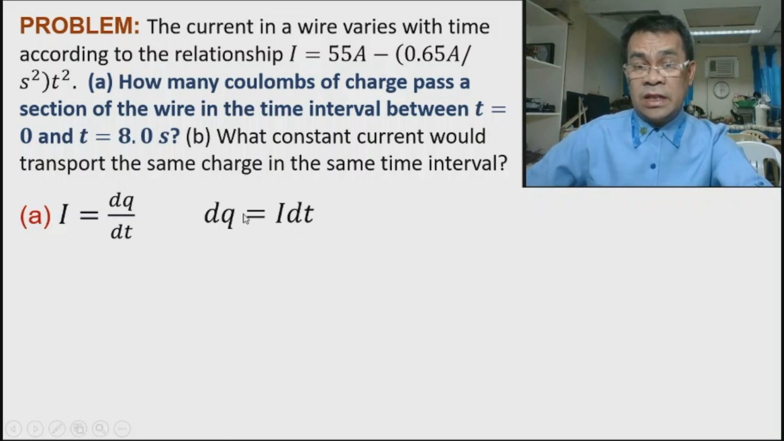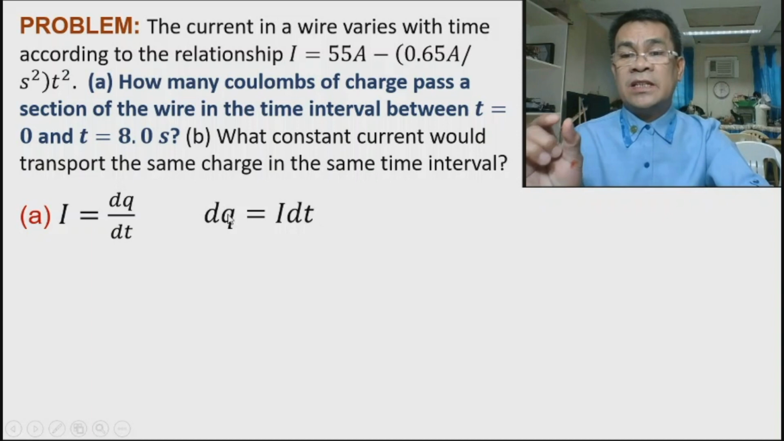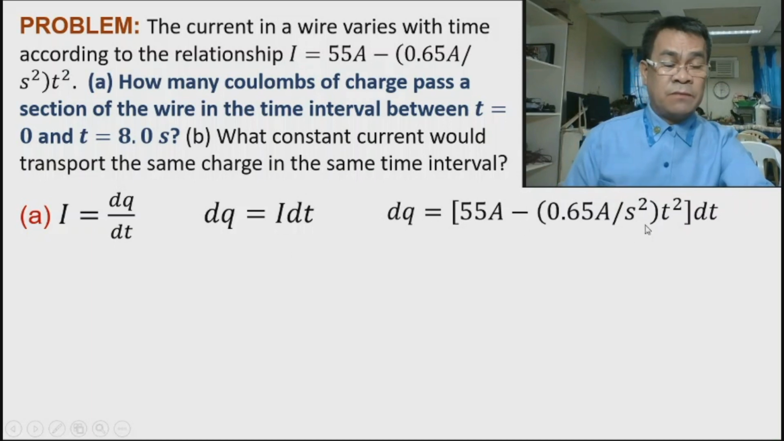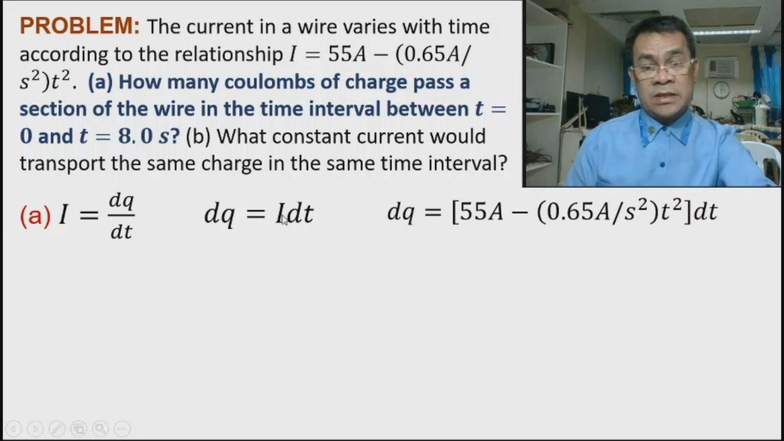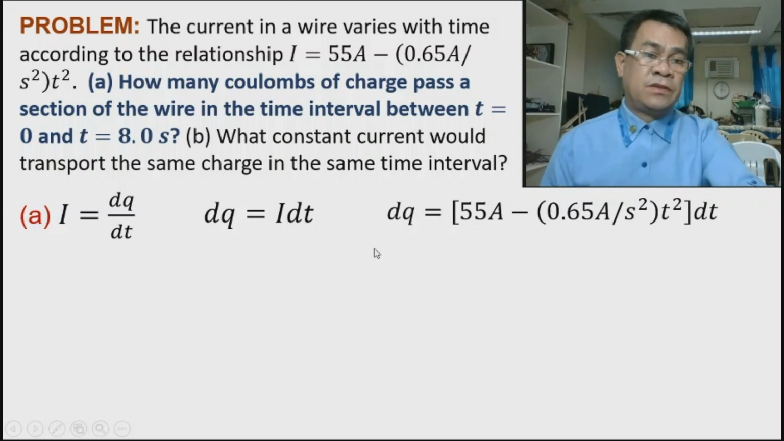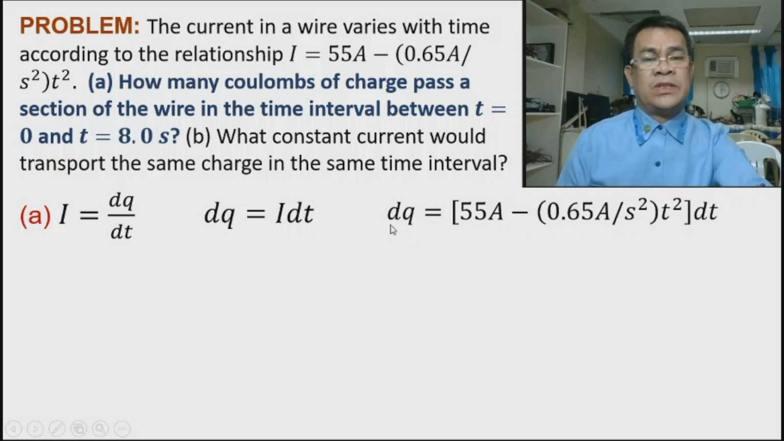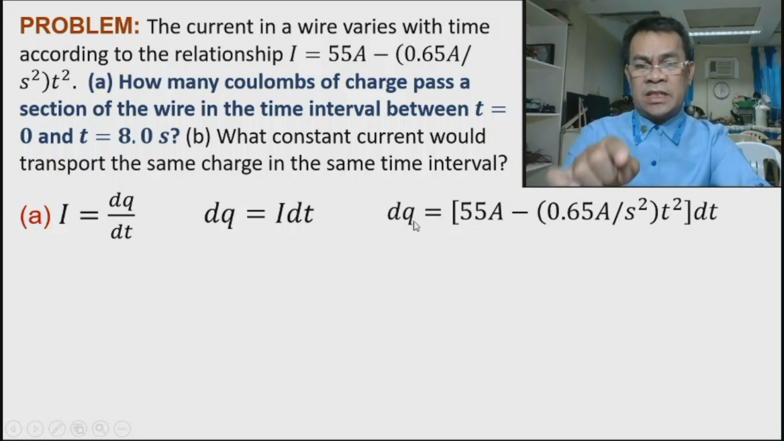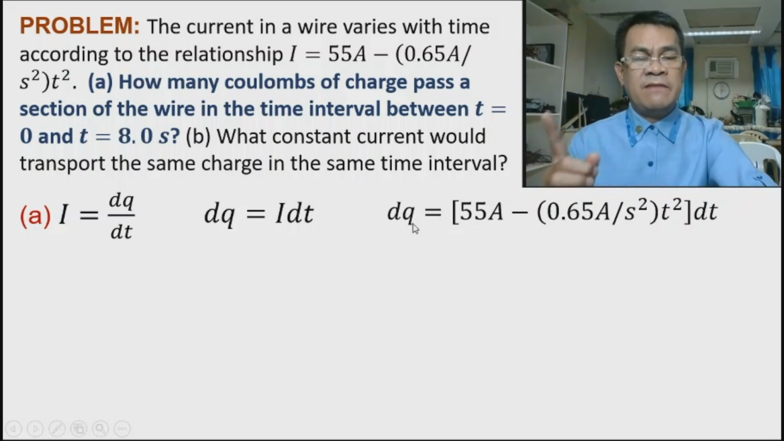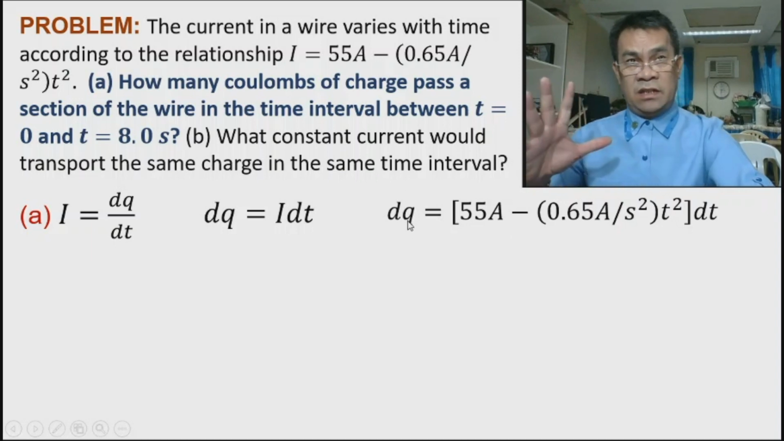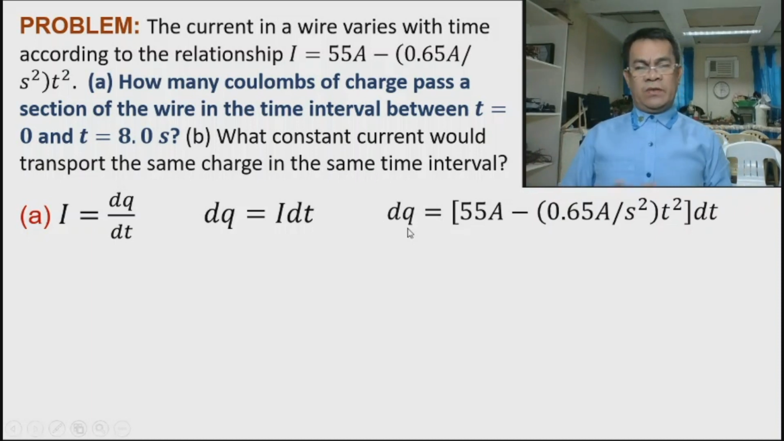The diagonal product dq is equal to i dt, where i is the current, dt is the infinitesimal time, and dq is the infinitesimal charge. Now i, take note, is given by the relation, so replace i here. We want to solve for what? This dq is a very, very small charge, not a single charge. With time, if you integrate this, the result becomes the entire charge. So the only way to do it is to integrate.